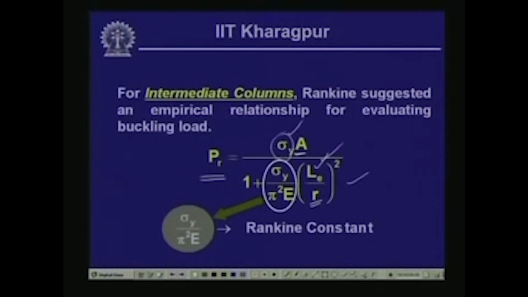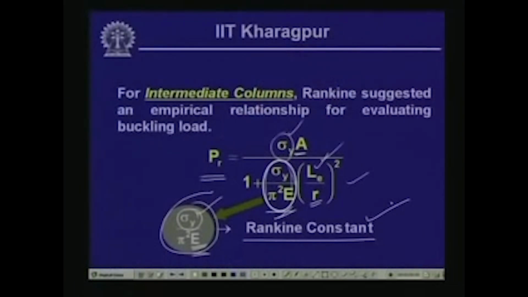Now, in this particular expression, the parameter sigma y by pi square E is known as the Rankine's constant. As you can see from this expression, we have the parameter sigma y, which is the yield stress of the material, and the parameter E, which is the modulus of elasticity. So, basically Rankine's constant is dependent on the material properties, the modulus of elasticity and the yield stress of the material with which the column member is fabricated. So, this is what is known as the Rankine's constant.